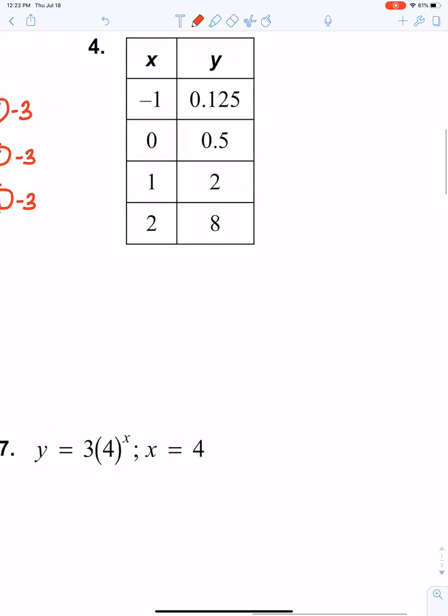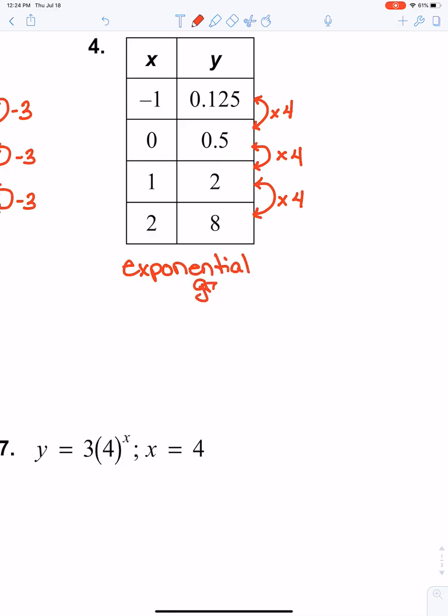And the last part, 0.125, I'm seeing a multiplication of 4 here. I didn't notice that from 0.125 to 0.5. I actually noticed it from 2 to 8 first, that we're multiplying by 4. And then I was able to imply that from 0.5 to 2, we're multiplying by 4 as well. So this is going to be considered exponential growth. Because we're multiplying by 4, we're increasing, and our growth factor is going to be 4.